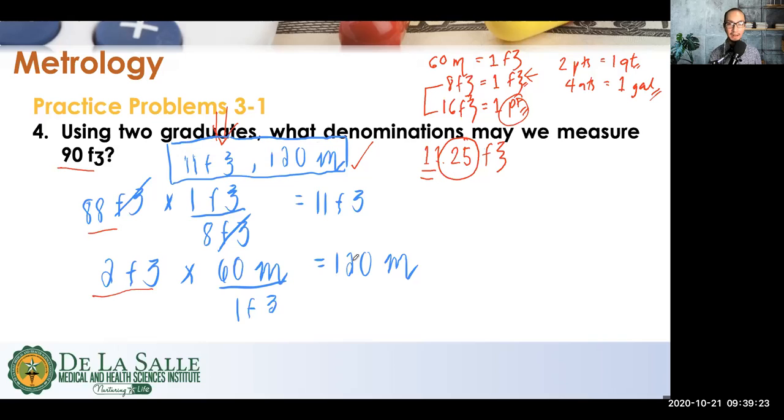And then, ang ginawa niya, ayan, is she then converted grams to minims. Okay, ayan. So, remember that 60 minims are equivalent to 1 fluid gram. So, it's equivalent to 120 minims. And so, the answer is 11 fluid ounces and 120 minims.